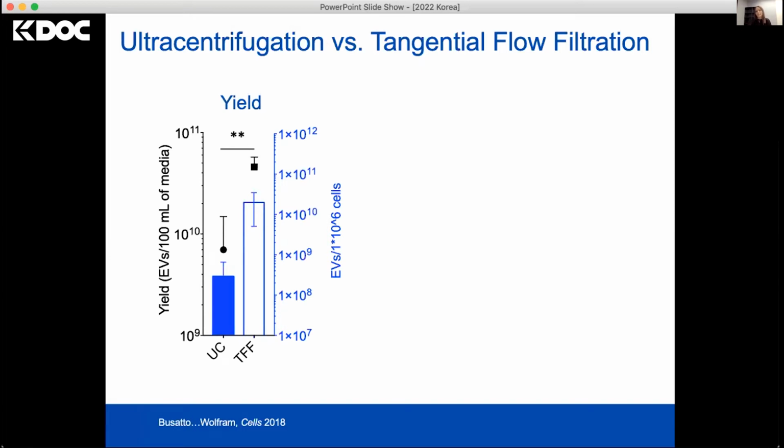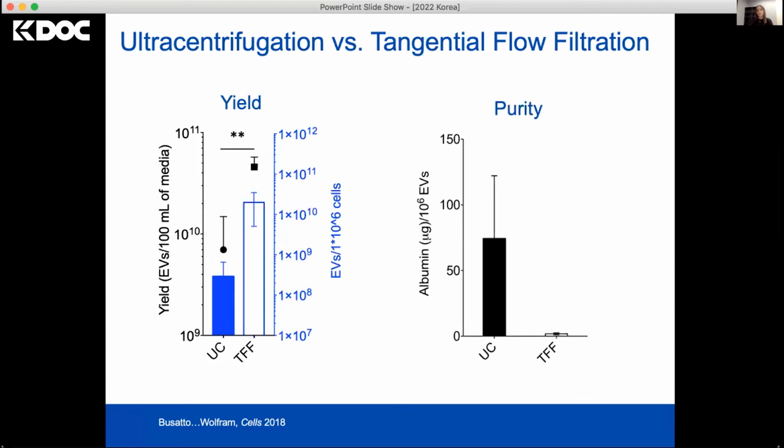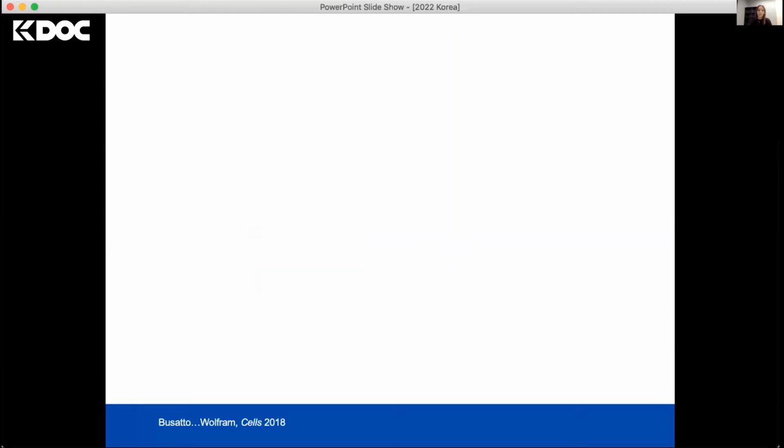And what she found was that the yield was substantially improved with tangential flow filtration, but also that the purity was improved. So here on the y-axis, you see albumin, and albumin is a common contaminant found in the blood. And so with ultracentrifugation, you end up co-pelleting a lot of that protein, while you get rid of most of it with tangential flow filtration. What you also see is that the error bars are very large with ultracentrifugation. So depending on the batch, you get different levels of purity.